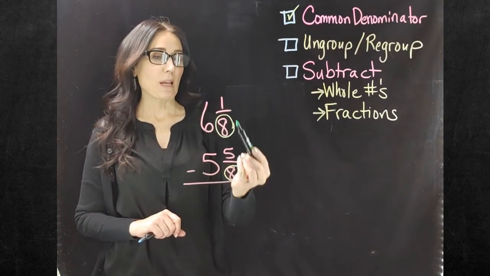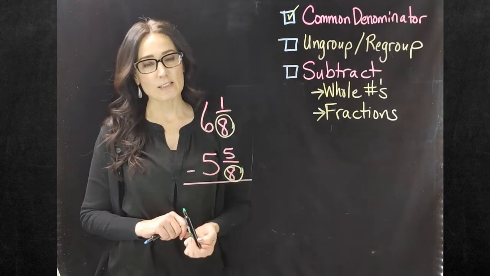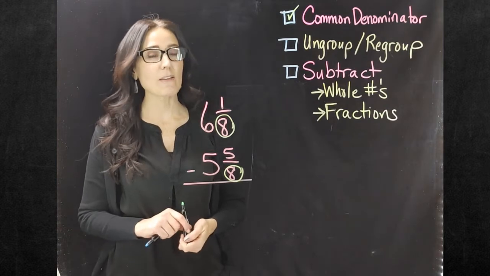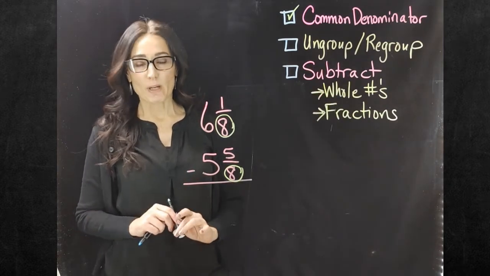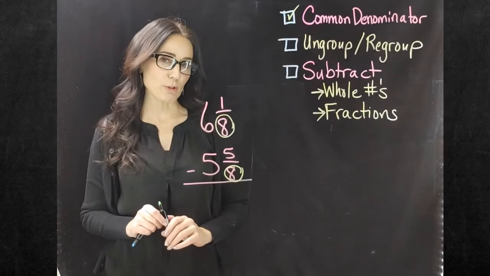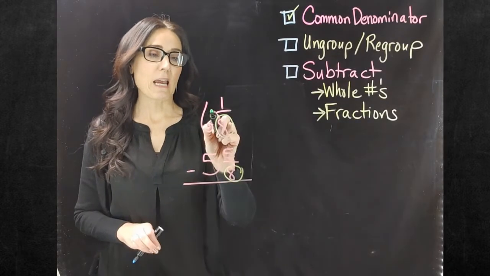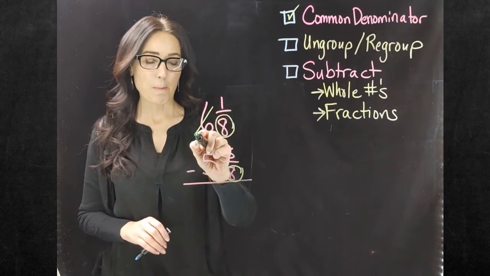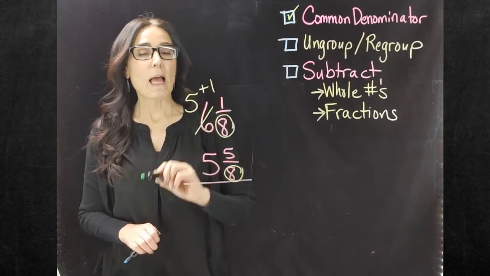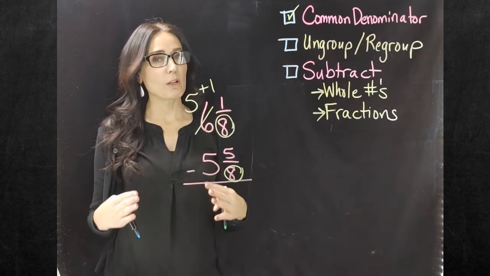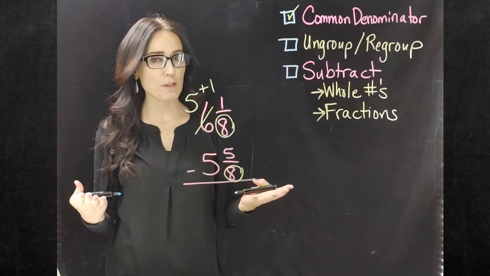But you will notice that we have 1/8 minus 5/8. We know we can't subtract 1 minus 5, so we are going to have to ungroup and then regroup them so we can subtract. So to ungroup, you'll remember we're going to change our 6 to a 5. And we technically still have 6. So we have 5 plus 1 we know equals 6.